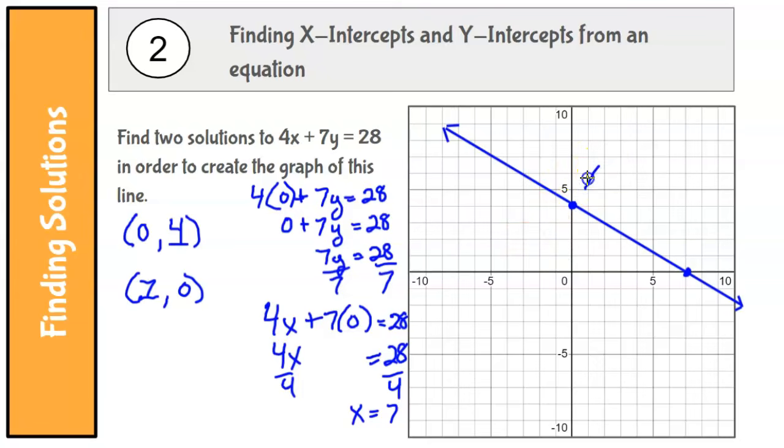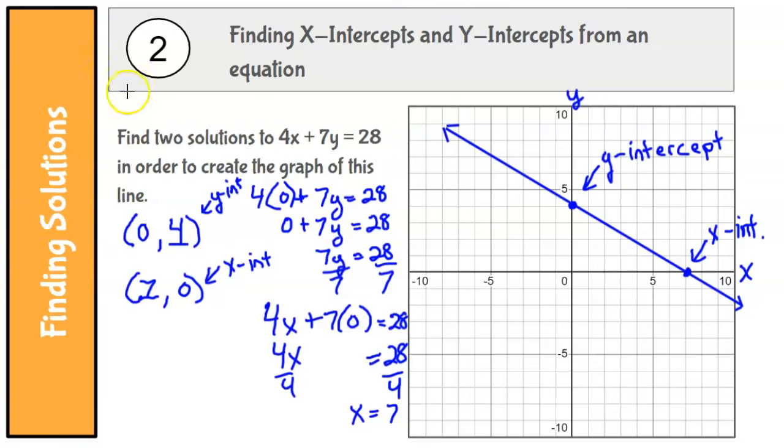Okay, so this is called the y-intercept because it's where the line crosses the y-axis, and this is called the x-intercept. So by finding the x and y intercepts, where the line crosses the y-axis and the x-axis, you can quickly graph the line. So if it says to find the x-intercept, this one is going to be the x-intercept. If it says find the y-intercept, this one is the y-intercept, and use that to graph.